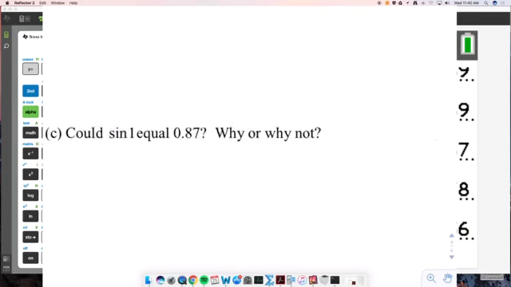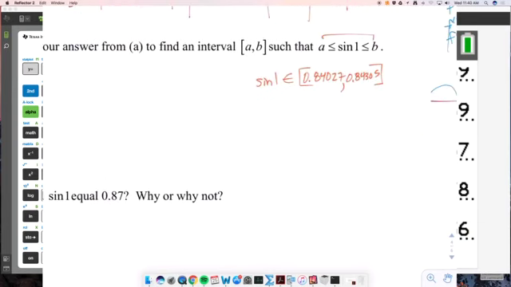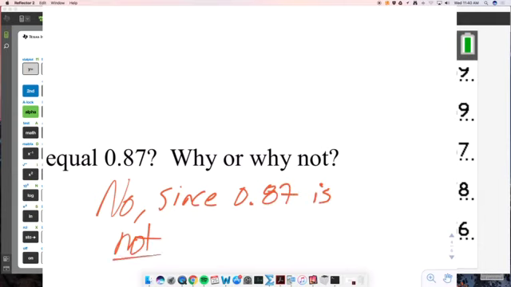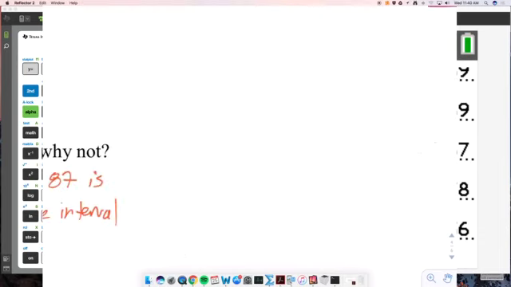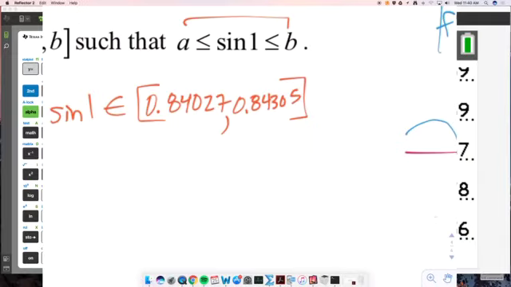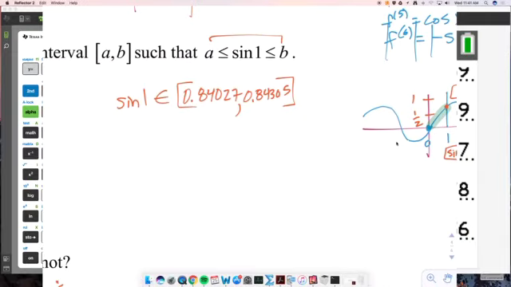So now, can sine of 1 equal 0.87? No, right? No. Since 0.87 is what? Yeah, outside, or not in the interval from B. All right? And that concludes the question. Of course, they could give you another number and maybe it falls.